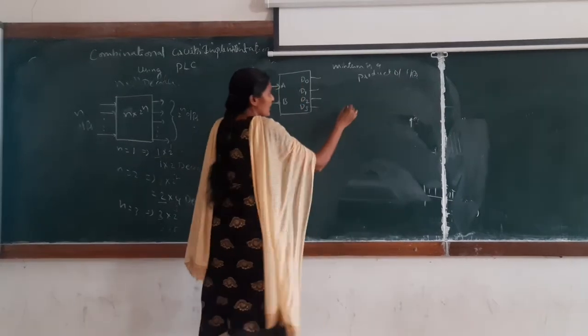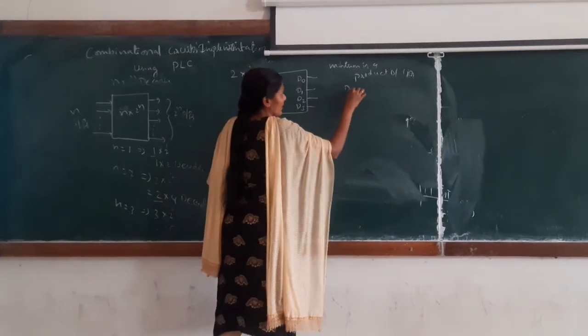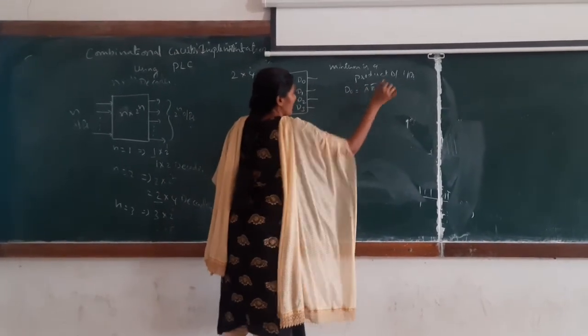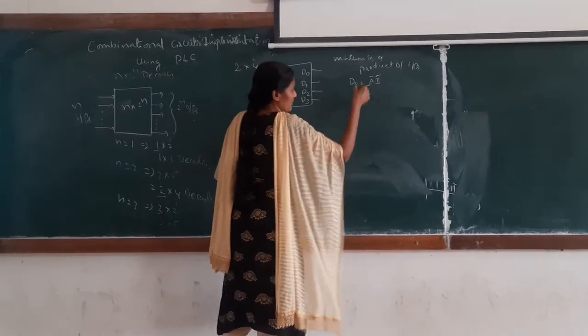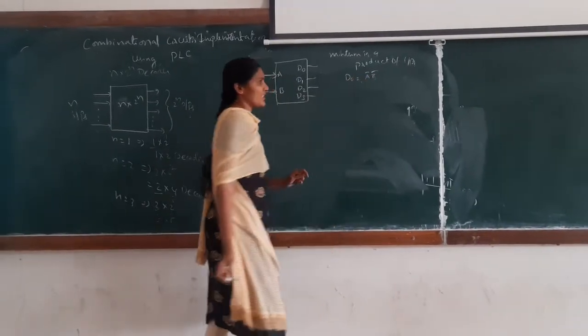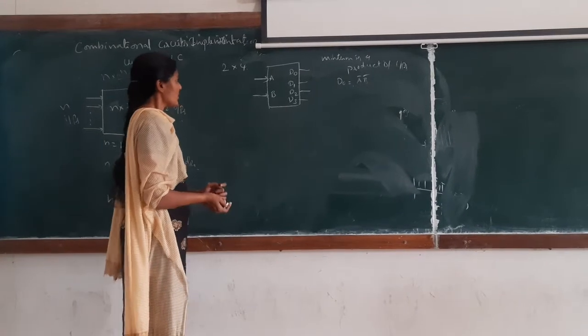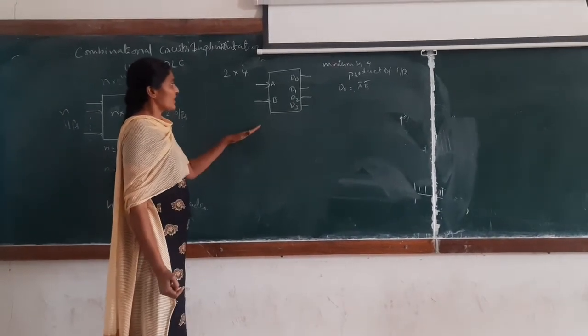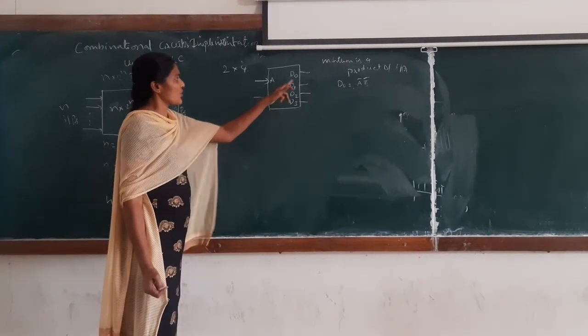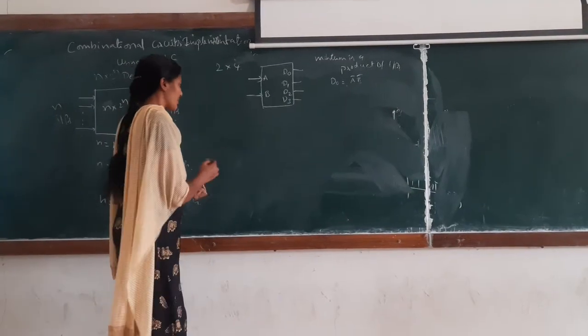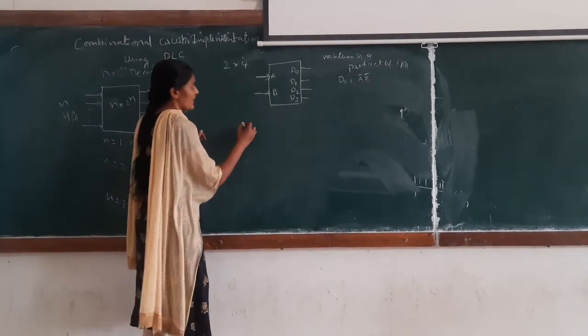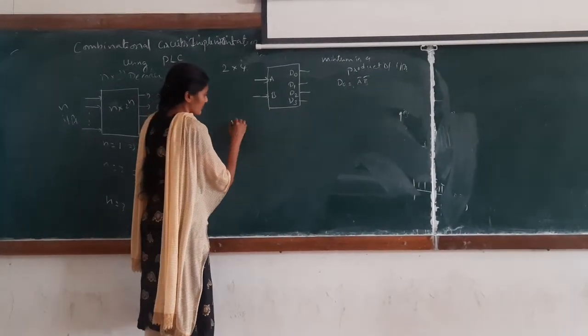A product of inputs, for example, D0 equals A bar B bar. There are A and B inputs, and the product of two inputs is nothing but a minterm. So for the 2 to 4 decoder, we can apply the two inputs so that it produces the 4 possible state outputs.